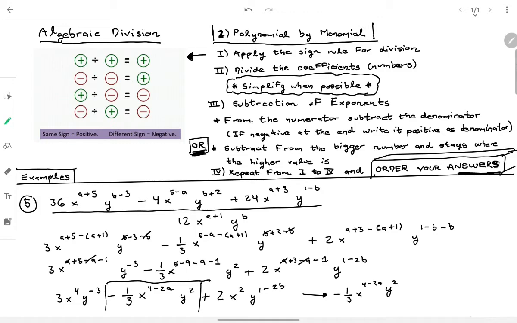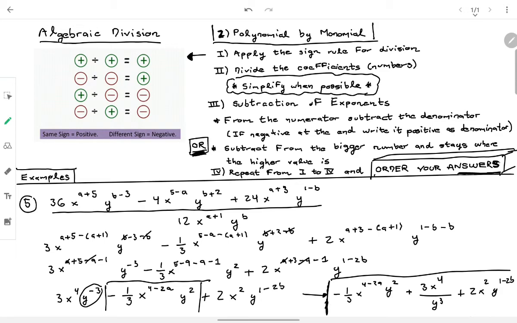The second one is going to be plus 3x to the 4th. This y to the minus 3 must go to the bottom part because we will need to put it as a positive one. And finally, plus 2x squared y to the 1 minus 2b. And this is going to be our final and ordered result.